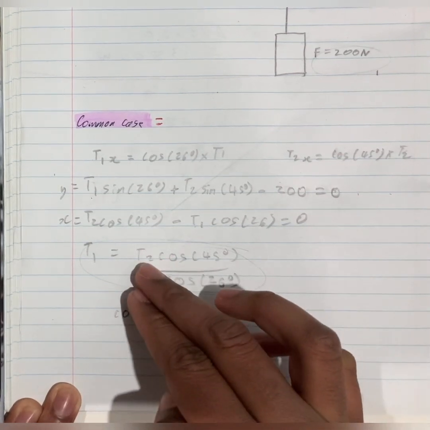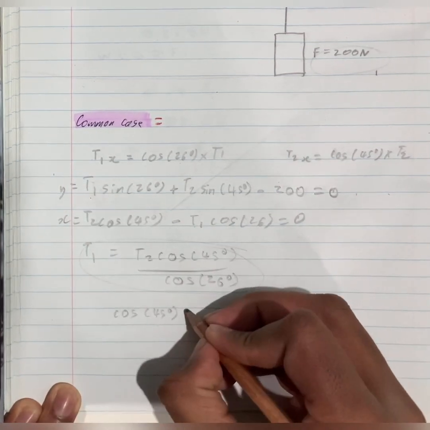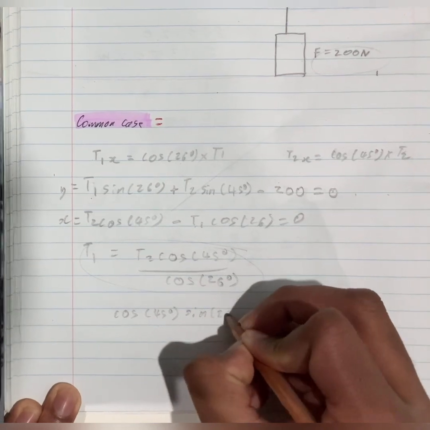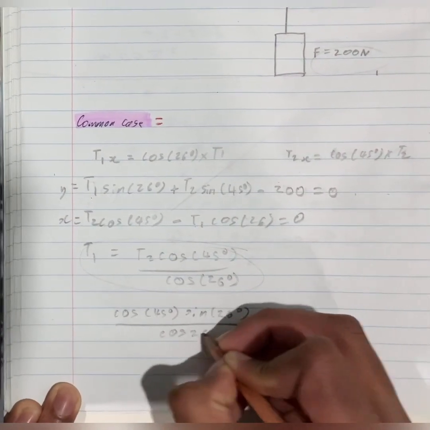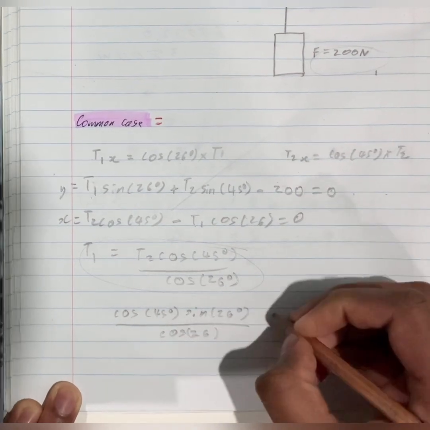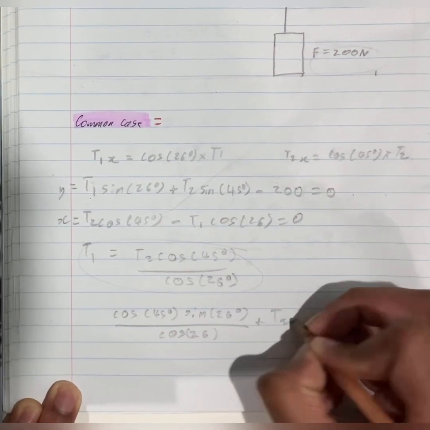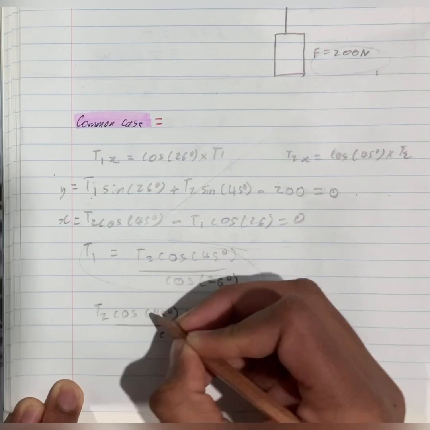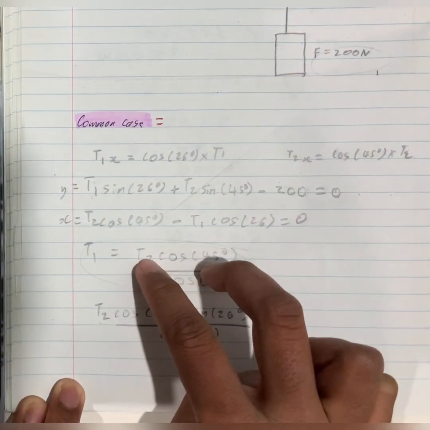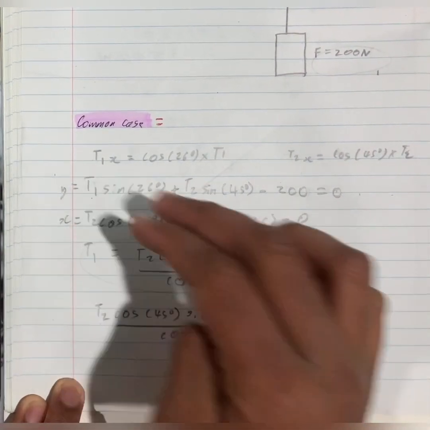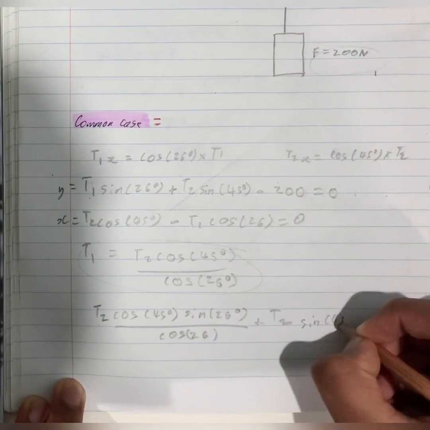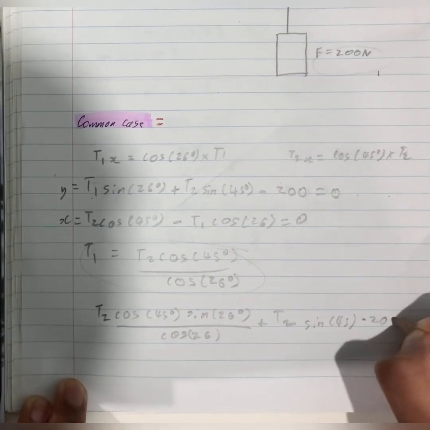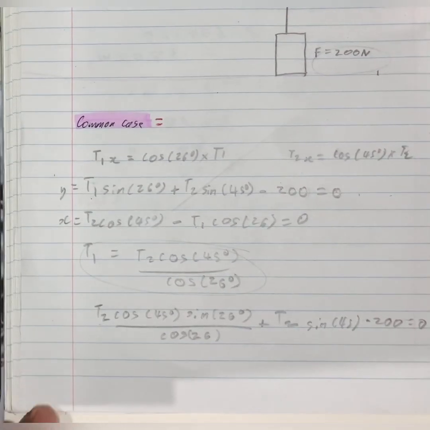And since it's taking the place of t1, it still needs to be multiplied by sine 26. But now it has a denominator of cos 26. The rest of the equation is still the same. 2t. Oh yeah, make sure you have a 2t at the start here because there's a 2t in this, and we're just subbing this into here. Right, so 2t sine 45 minus 200 is equal to 0.